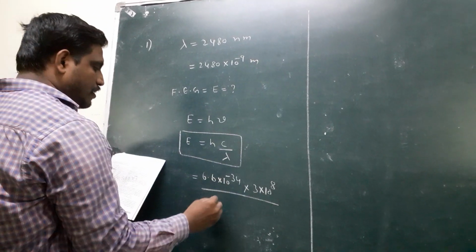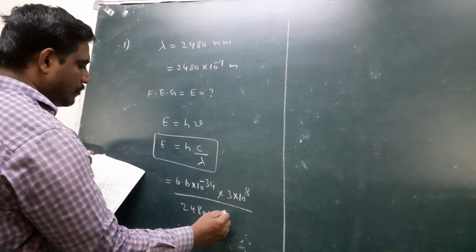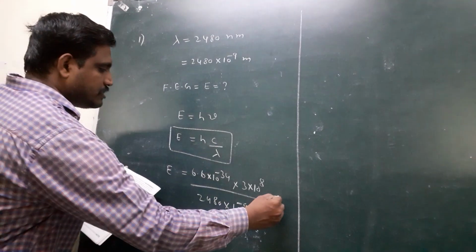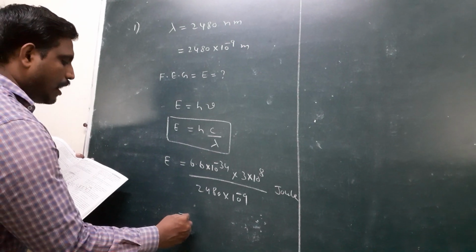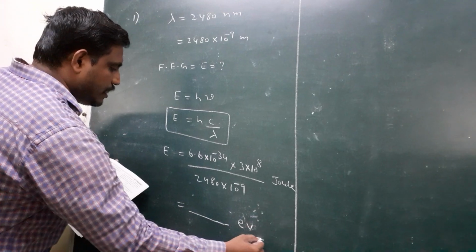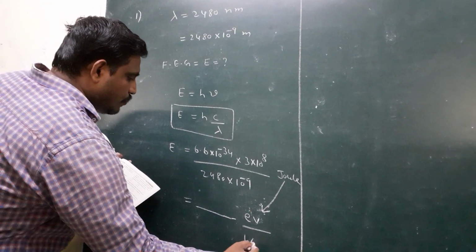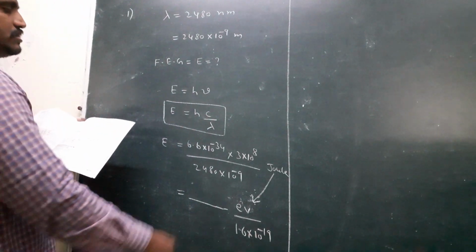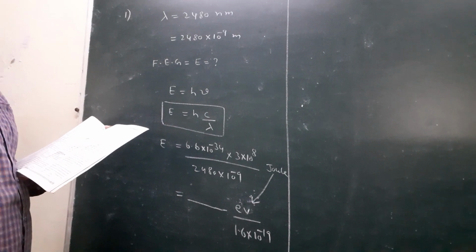Lambda is given here, right? 2480 into 10 power minus 9. Here, all will be written in SI units. What is the energy SI unit? Joule. But all options indicate electron volt. So that's why we write it as eV: joule divided by 1.6 into 10 power minus 19 gives eV. This is the method to solve the problem.